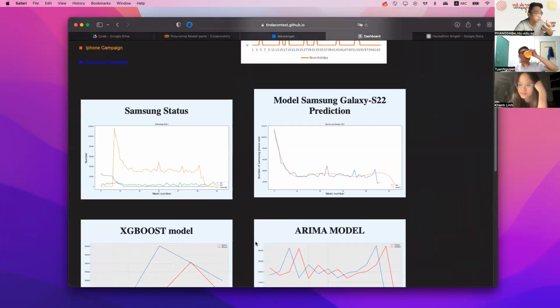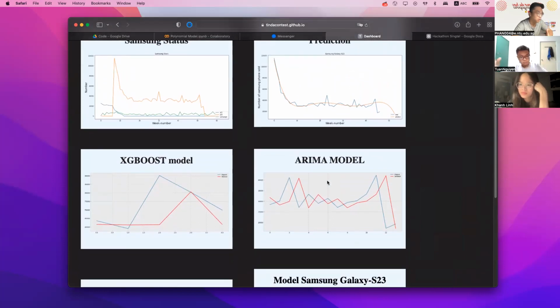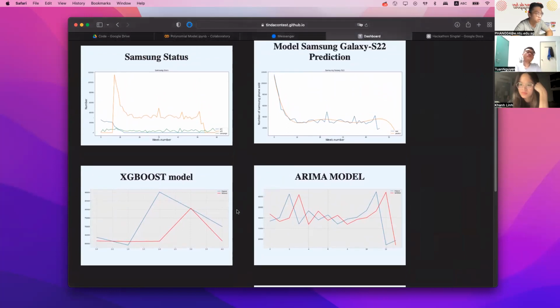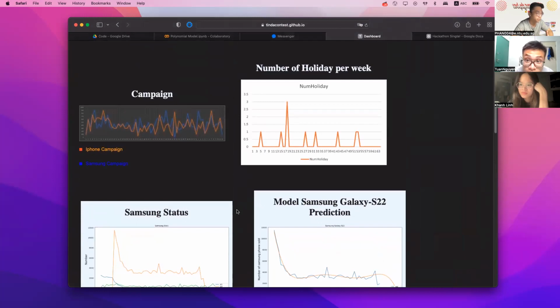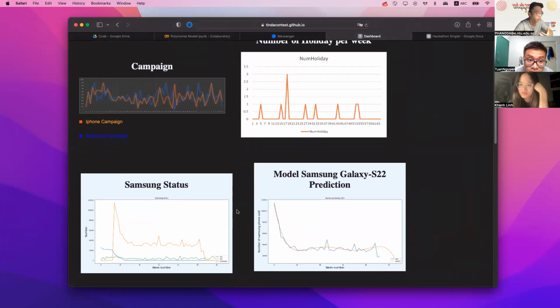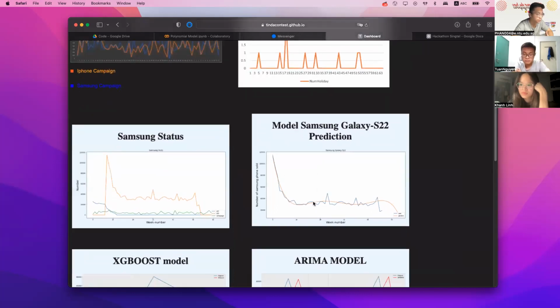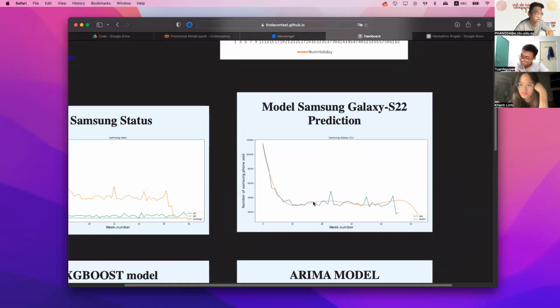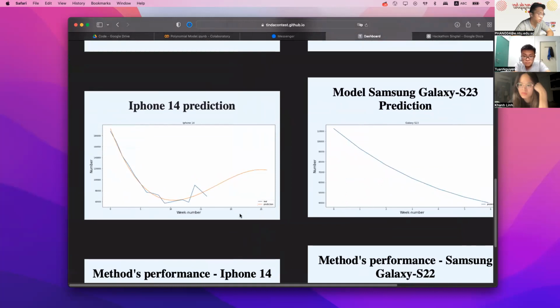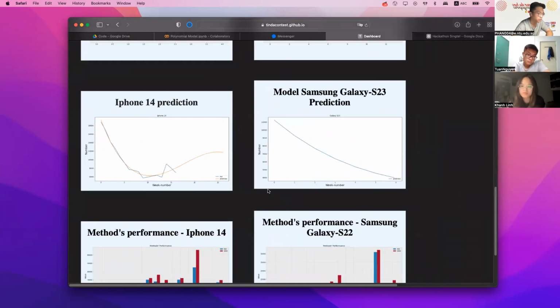But it turns out that the XGBoost and ARIMA models did not perform very well because they may overfit the data too much. So we switched to another method, polynomial regression. For the Samsung Galaxy S22 predictions, I chose a degree of about 5, and it fits the data quite well without being very overfitted. For the iPhone 14, I only chose a degree of 3 because the data provided is quite small, so we cannot sample much on that.